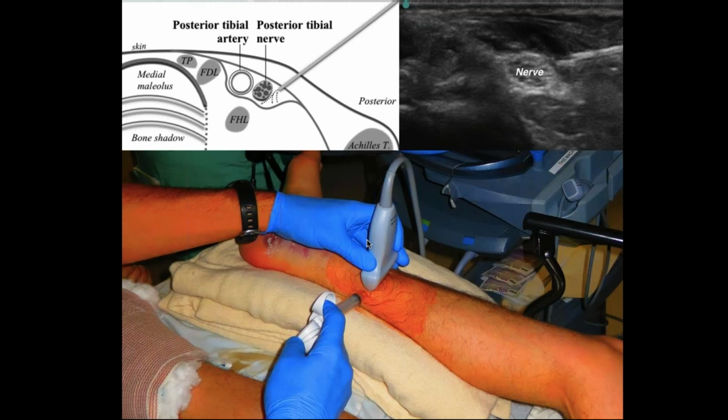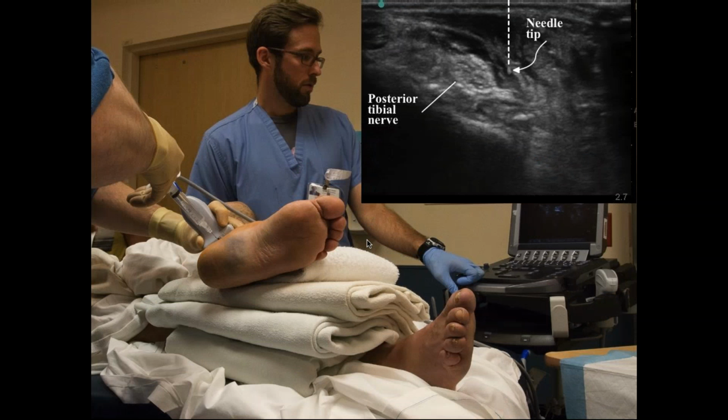So here I have an anatomic diagram at the top demonstrating that you're going to look for the artery as your easiest to visualize landmark on ultrasound, and then look for the hyperechoic nerve bundle nearby, typically posterior to that artery, and then target that in or out of plane fashion. This is an in-plane technique, an out-of-plane technique here. You can see they're coming transverse to the probe, out of plane, and then the needle tip is going to show up just posterior to the nerve there in that ultrasound image.